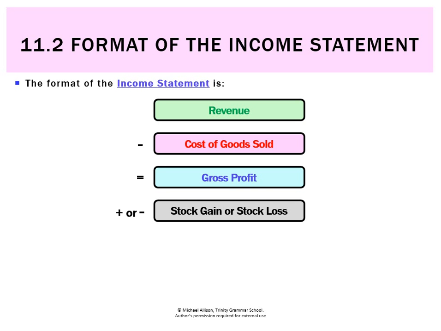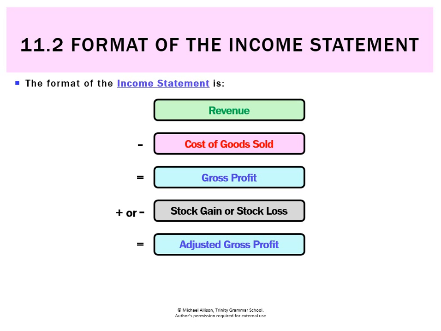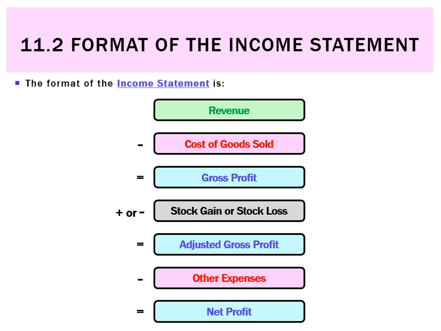We take away any stock gain or loss. So from chapter 9 we figured out stock gains and losses, and that'll give us what's called an adjusted gross profit. Then we take away our other expenses, and that'll give us our net profit.